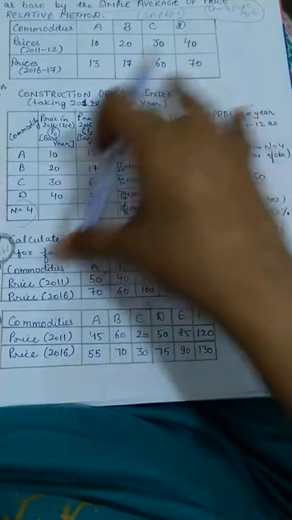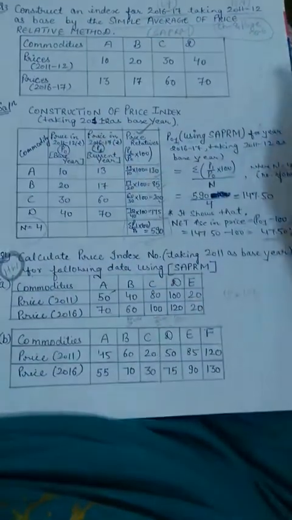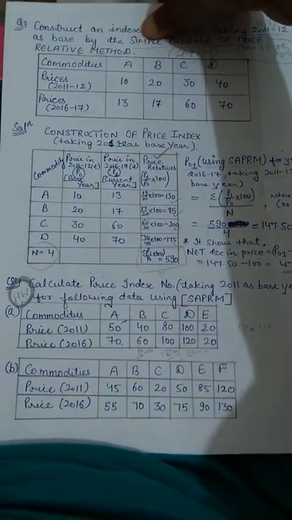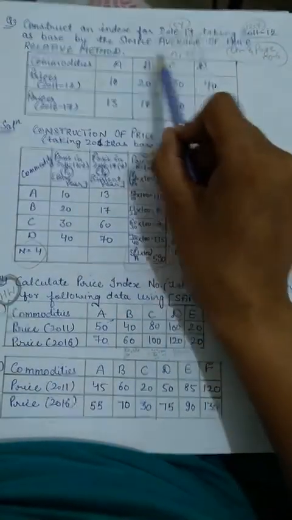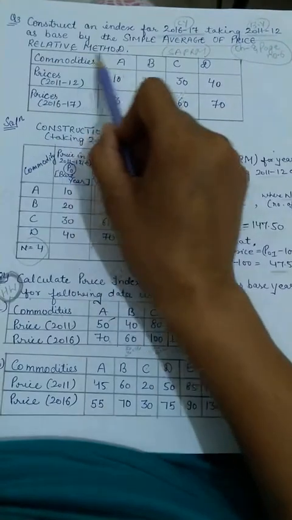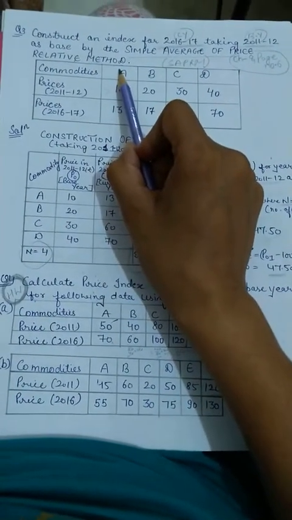Now, let's move to the second question, which is related to the simple average of price relative method. How is it related?